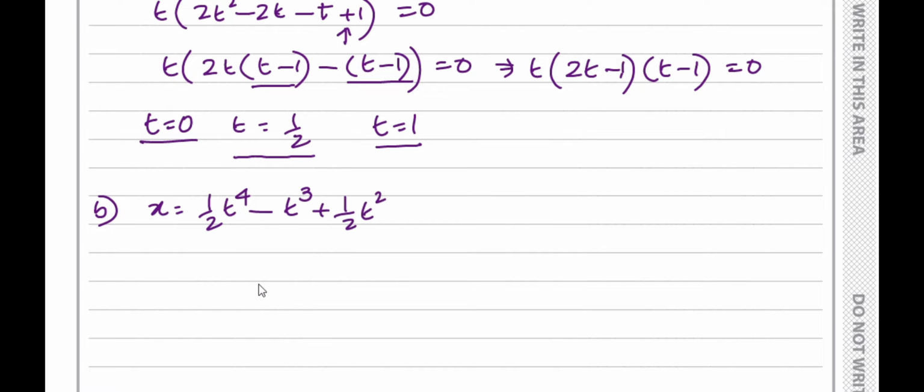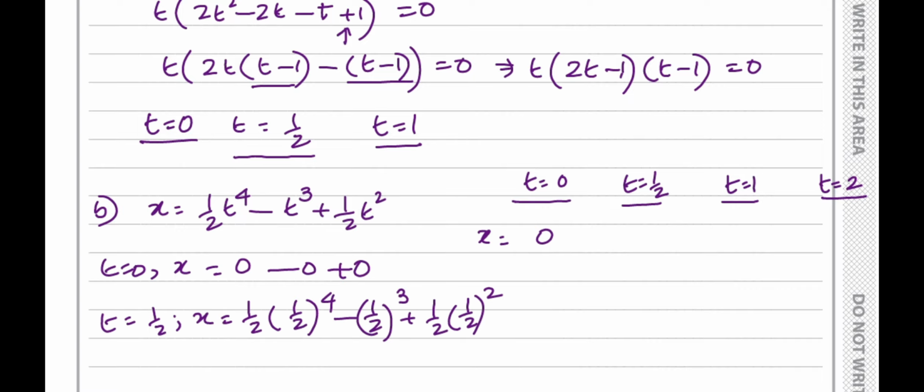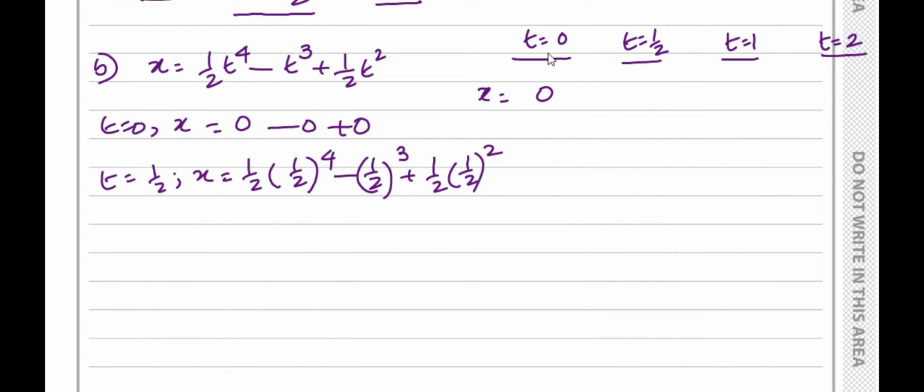Okay. So now let's do one thing. When t is equal to 0, what is x? When t is equal to half, what is x? And when t is equal to 1, what is x? And finally, t is equal to 2. Because the question tells you between 0 and 2, what's the total distance traveled? What we have done here is, we have put t is equal to 0, t is equal to half, t is equal to 1, t is equal to 2, and we are working out the specific displacement under each of these time values.